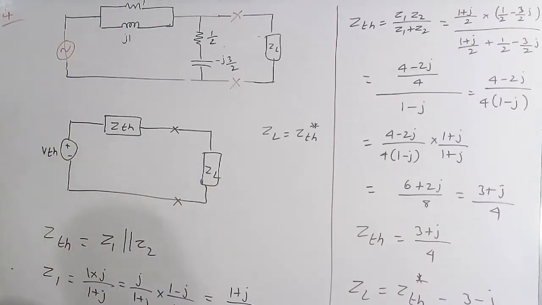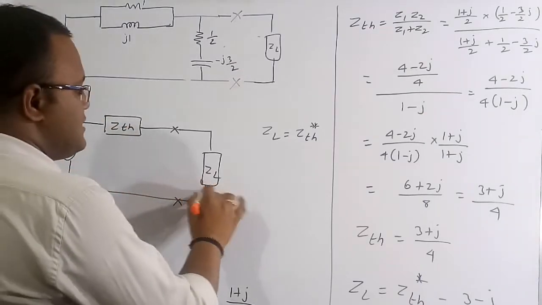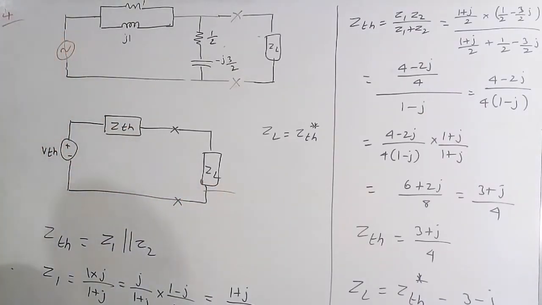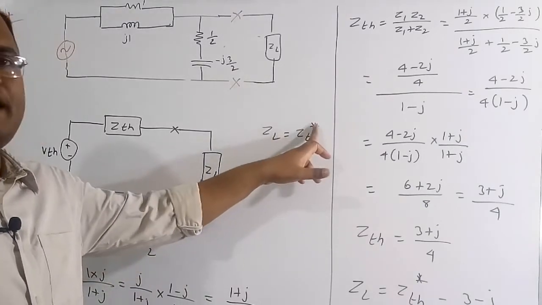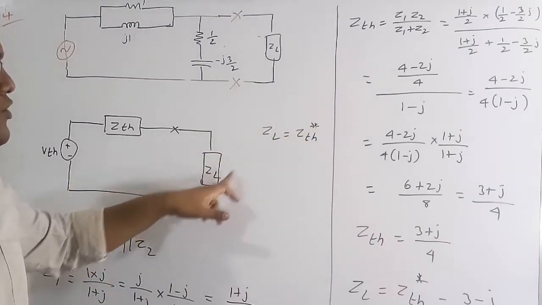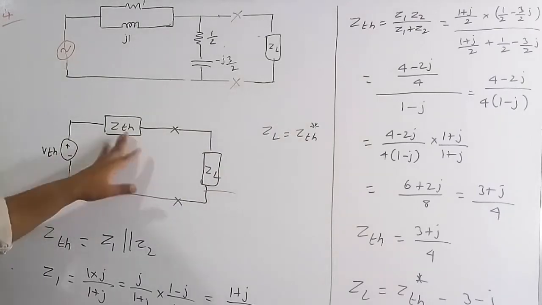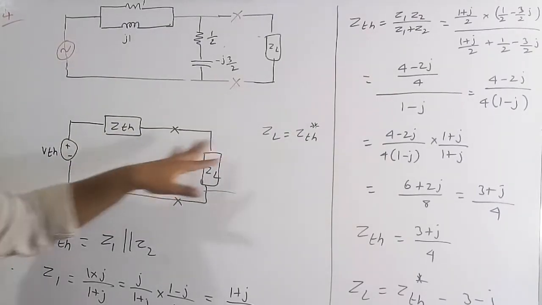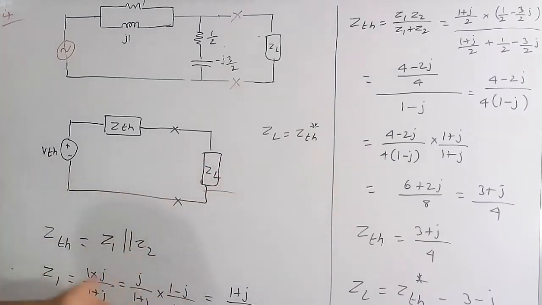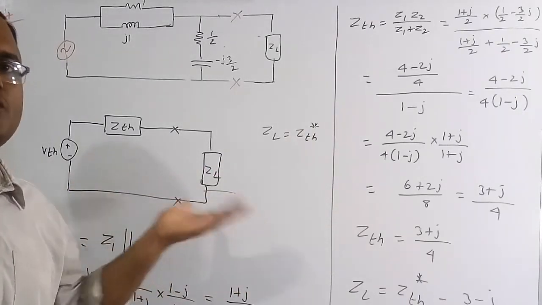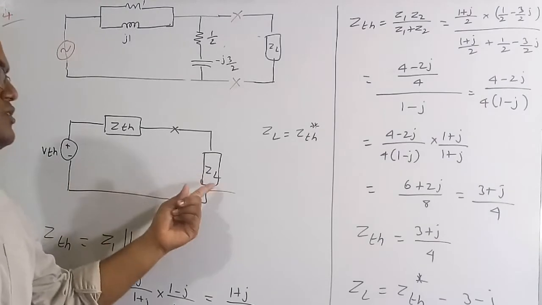If you see carefully, here they are asking what is the value of ZL in order to get the maximum power transfer. The condition is when ZL is equal to ZTH conjugate, meaning the load impedance is equal to the complex conjugate of the source impedance. Here the source impedance is the Thevenin impedance. At this condition only, we get the maximum amount of power that can be transferred to this ZL.